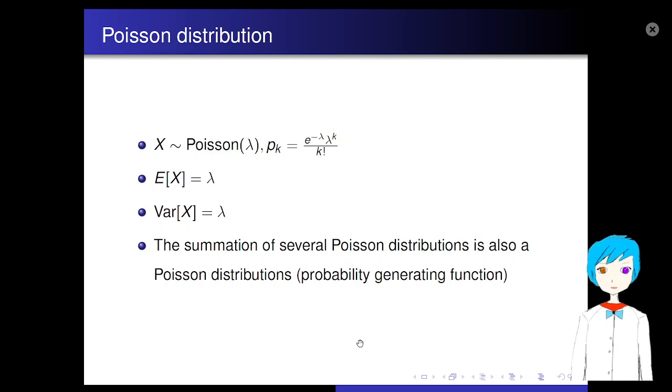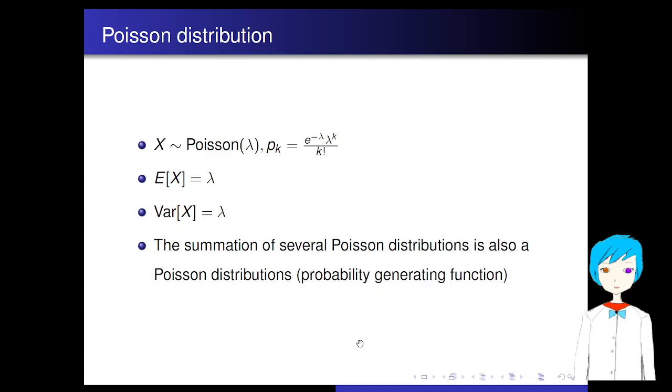A special case, also an important case, is the Poisson distribution. We say that a random variable X obeys the Poisson distribution with a parameter lambda if p_k is e to the power minus lambda times lambda to the power k divided by k factorial. Here, k can only take non-negative integer numbers like 0, 1, 2. The expectation of the random variable X is lambda and the variance is also lambda.